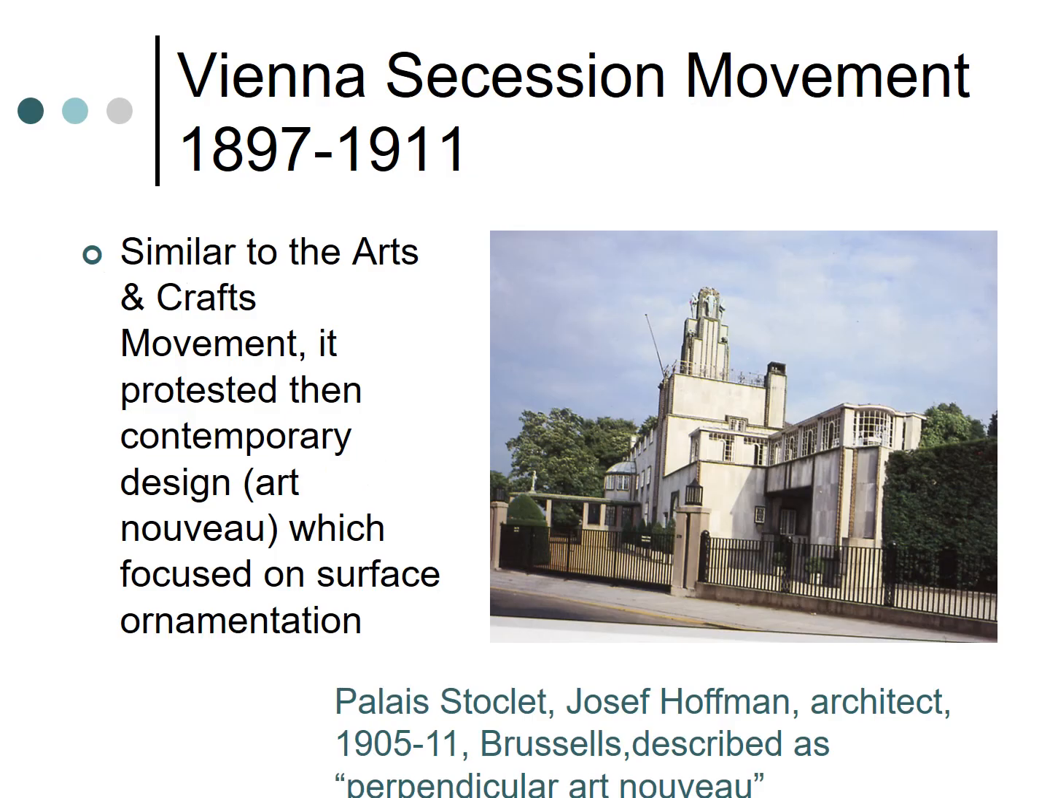The Vienna Secession movement was similar to the arts and crafts movement in that it protested the contemporary design of Art Nouveau, even though they still incorporated many curved and vine-like attributes as surface decoration. But that was really their point. They wanted something that was more structural and brought the interiors out in the building, and virtually created something that was an integrated project.